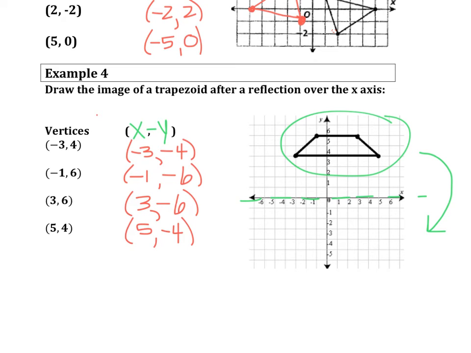So the first point is going to be at (-3, -4), (-1, -6), (3, -6), (5, -4), and then we're just going to connect the dots. It should look like exactly what we said, a reflection over the x. Does it look like I folded this line and now the two images line up? Yes. If something's out of place, you graphed it incorrectly, which is easy to do and an easy thing to fix when you go back.